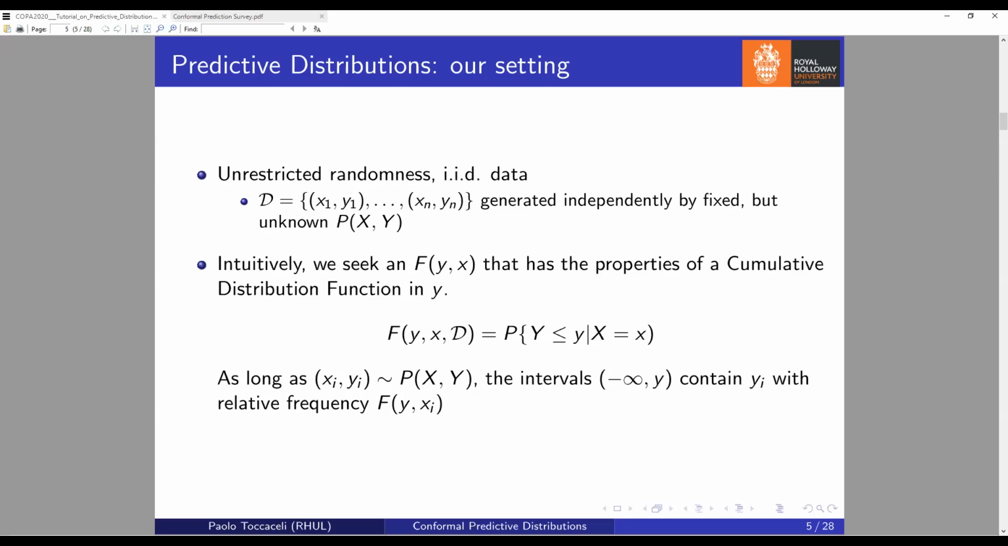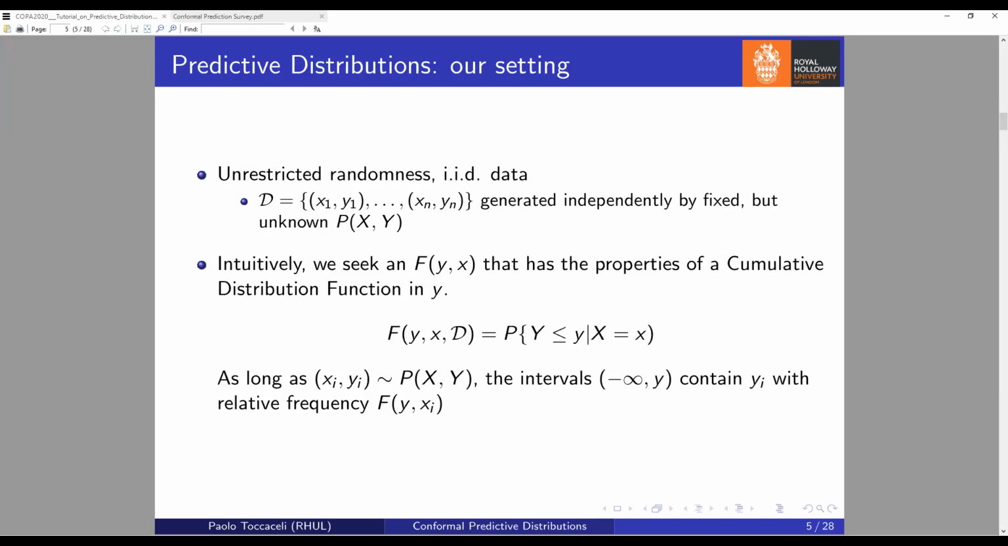So let me try to provide a definition for predictive distribution, which might not be the same as you would see perhaps in a Bayesian context. So we're going to operate in a regime of unrestricted randomness with IID data. So we have a data set composed of observations, each made up of an object X with features and a label Y, which depends on the features. And we assume that this data set is generated independently by a fixed but unknown probability distribution.